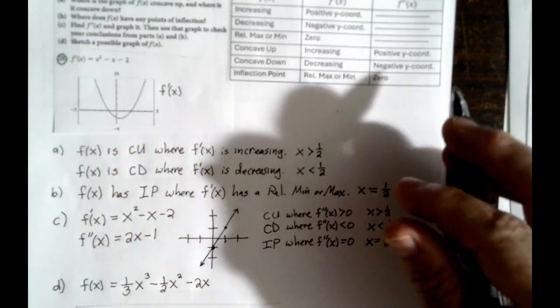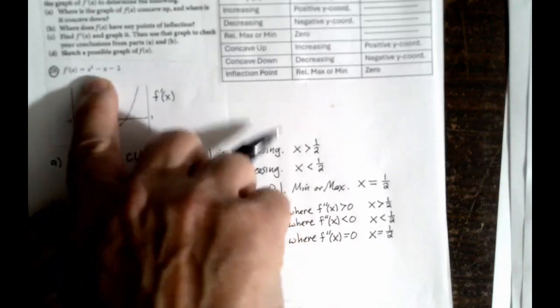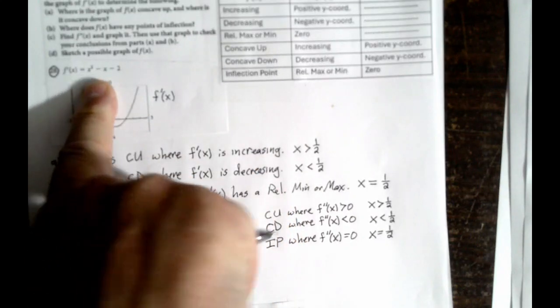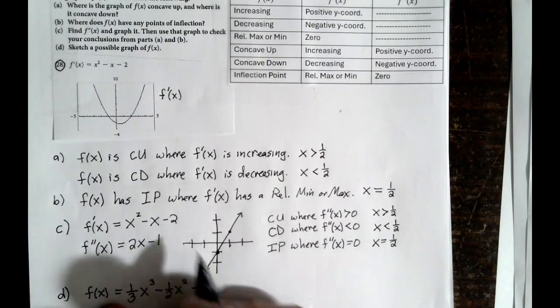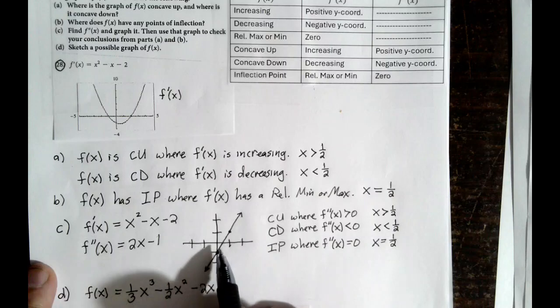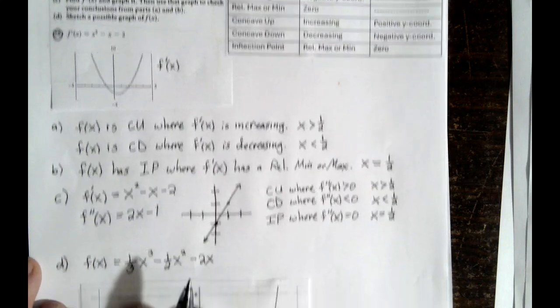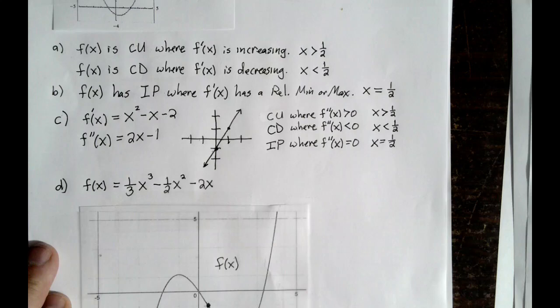And it has an inflection point where the first derivative has a max or a min, which is at x equals 1/2. Then C says find the second derivative, and you just take the derivative of the f prime here, and you get 2x minus 1. And you graph that, and you can see that it's concave up for greater than 1/2, and it's concave down for less than 1/2, and it's got an inflection point at x equals 1/2. And this is one possible graph of the original function.